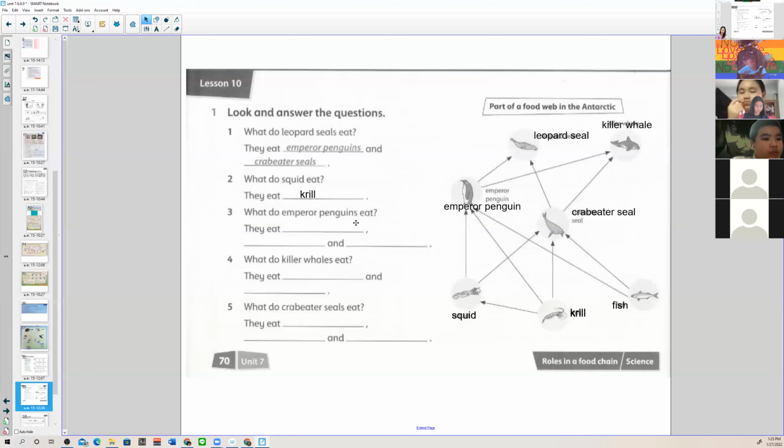What do emperor penguins eat? They eat squid, krill, and fish. Very good. What do killer whales eat? They eat emperor penguins and crab-eater seals. The last one: what do crab-eater seals eat? They eat squid, krill, and fish. Right.